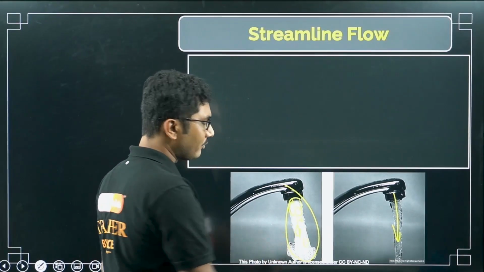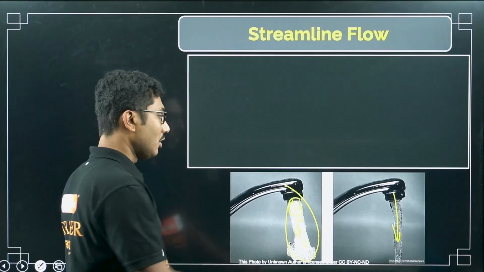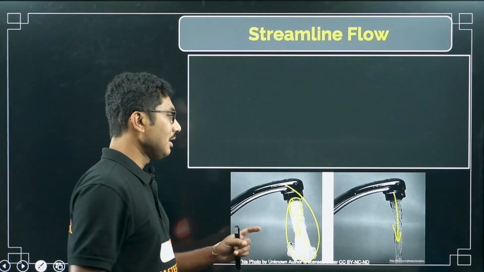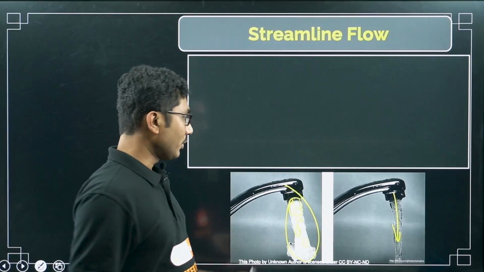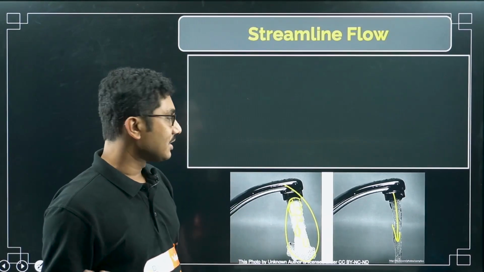So all the liquid flowing is turbulent motion. Turbulent motion means the flow is hazy, this kind of whitish, milky thing is coming.